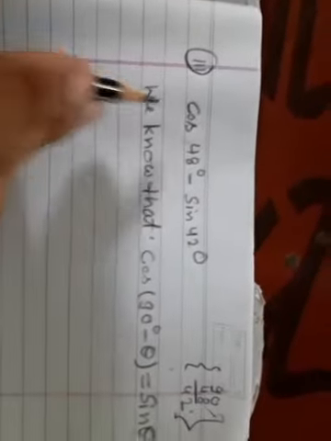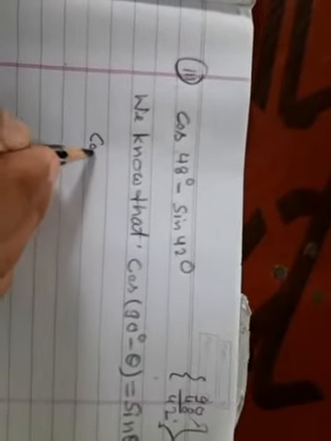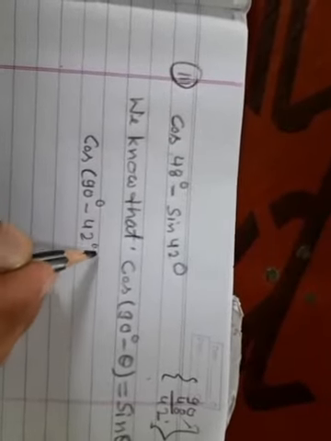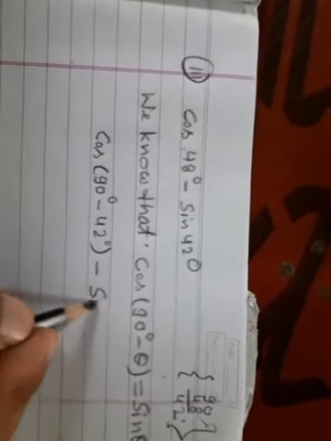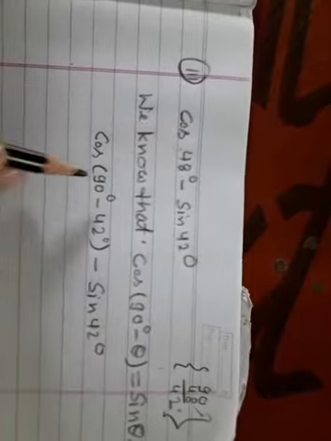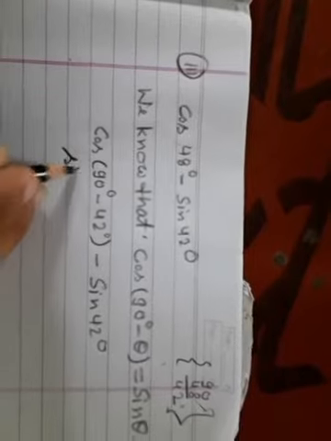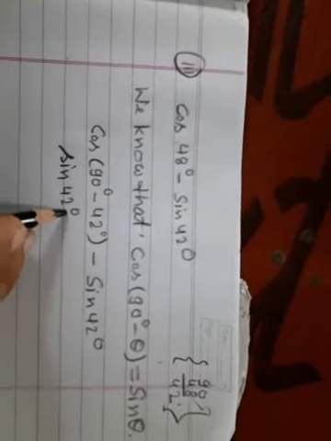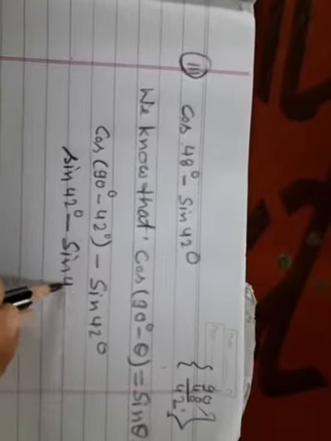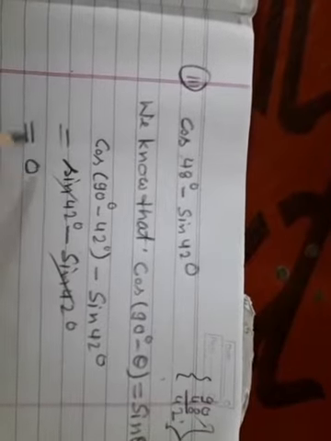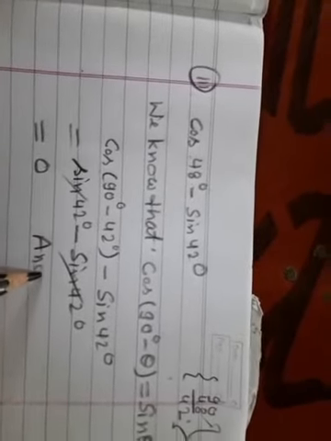Now look here: cos of (90 minus 42) degree minus sine 42 degree. Cos of (90 minus theta) is equal to sine theta, so this becomes sine 42 degree minus sine 42 degree. Both are the same, so they cancel. You find 0. The answer is 0. Clear? Now see the fourth part.